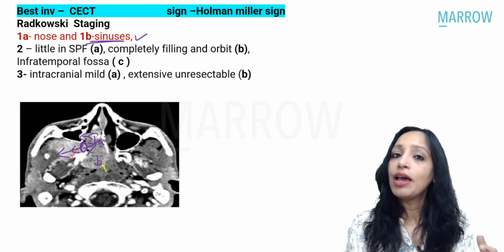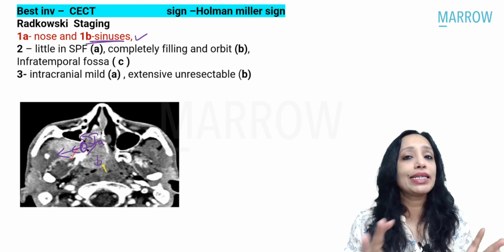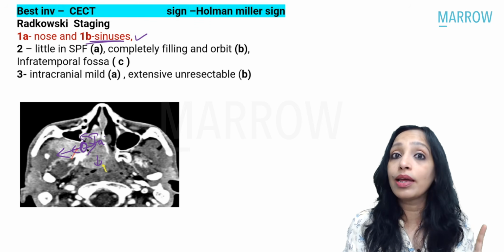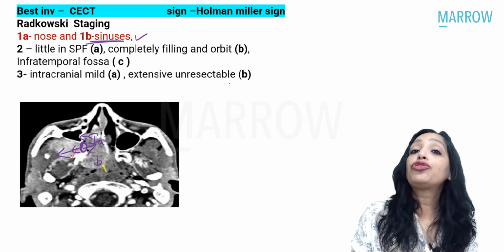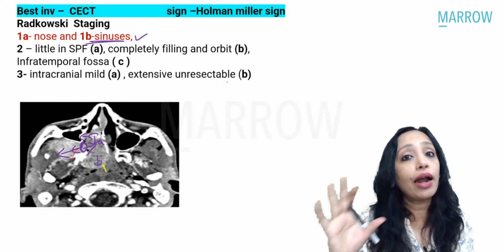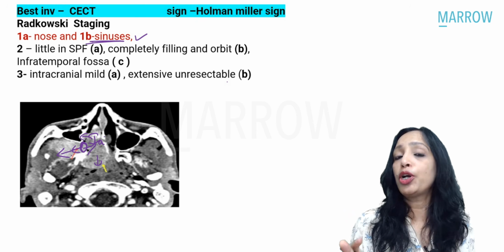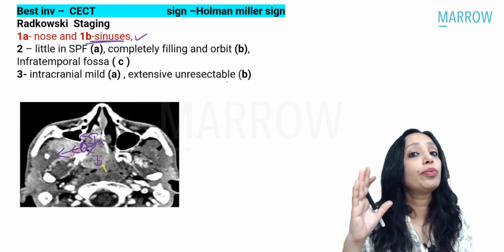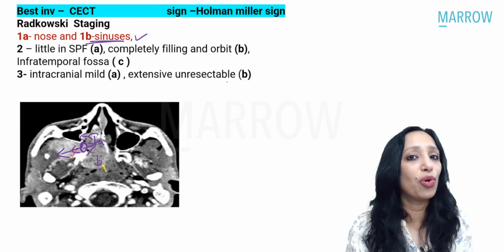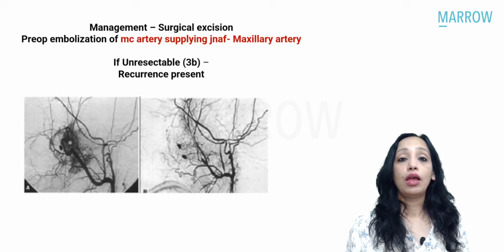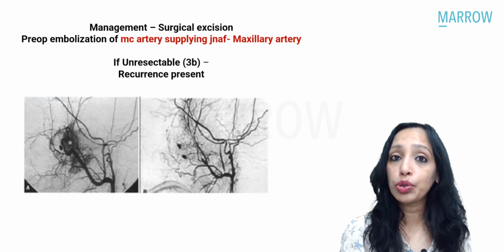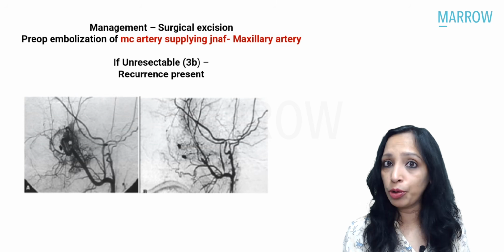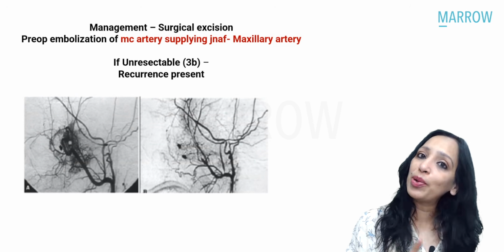Intracranial spread is 3, minimal involvement is 3A, and extensive unresectable disease is 3B. Now, again, important for you to remember is that except for 3B, where the tumor is intracranial and unresectable, the main management of angiofibroma is surgical excision. Only in these cases of 3B, where the tumor is intracranial and unresectable, we go for radiotherapy. So again, it is very important for you to know that if at all we are operating on the patient, which is the main management for angiofibroma, we need to go for pre-op embolization.